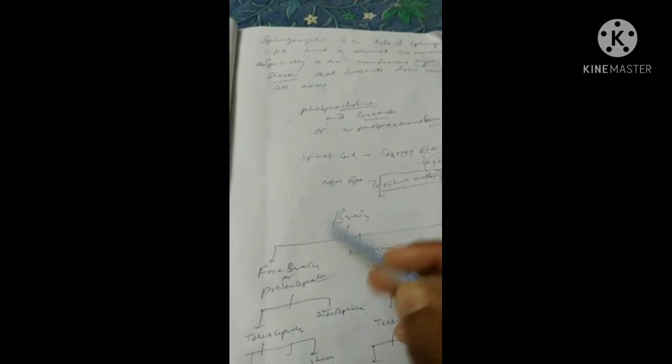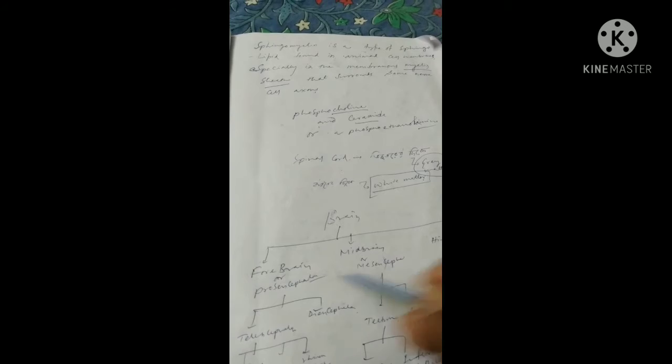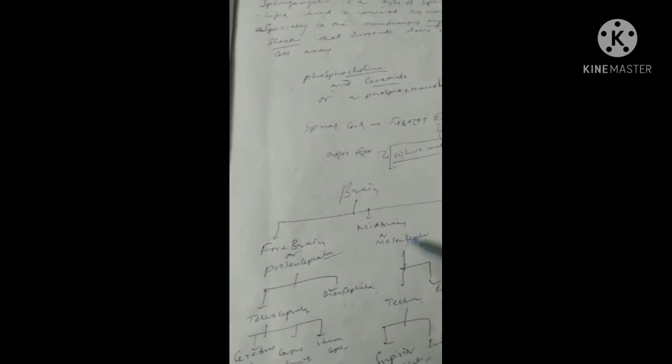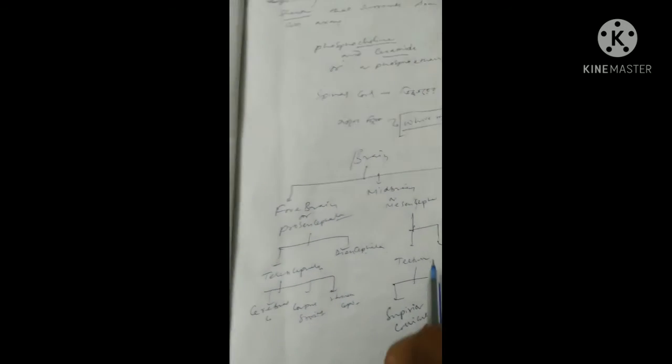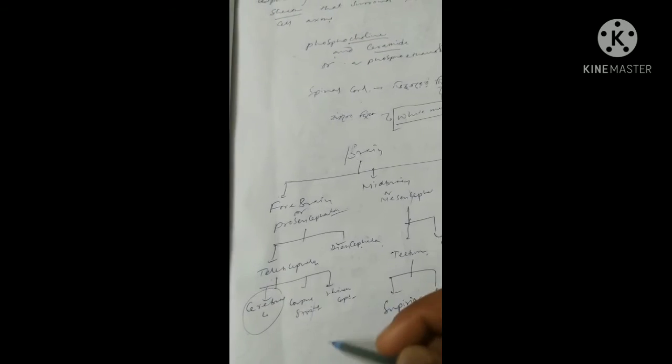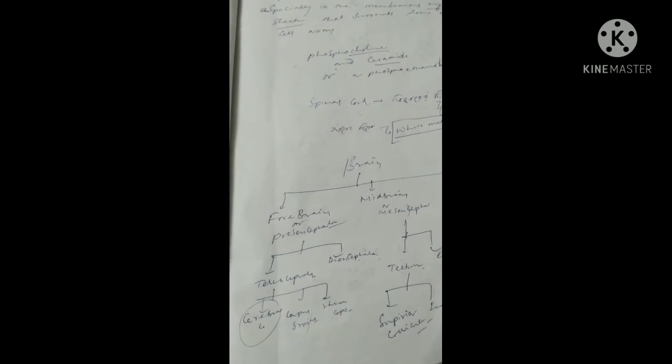And if we see, the brain is basically classified into three portions: forebrain or prosencephalon, midbrain or mesencephalon, and hindbrain or rhombencephalon. The prosencephalon has the telencephalon and diencephalon. The cerebral cortex and corpus striatum are included in the telencephalon, and the diencephalon contains the thalamus and hypothalamus.